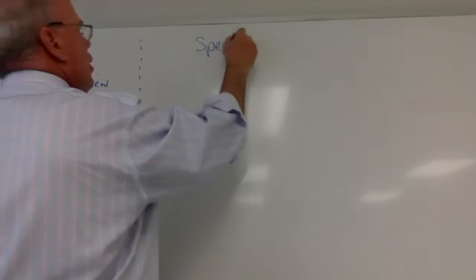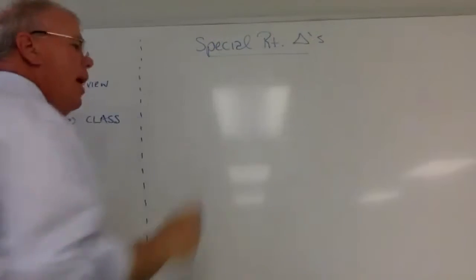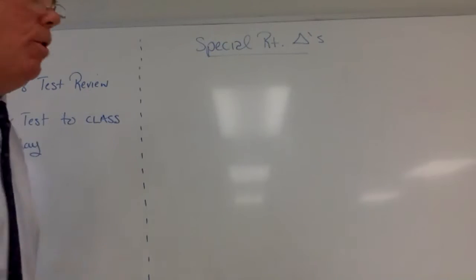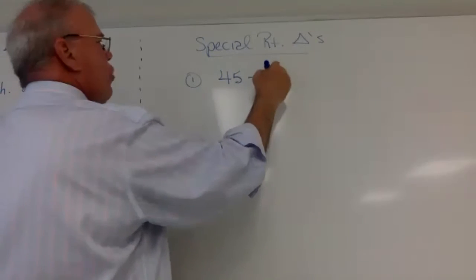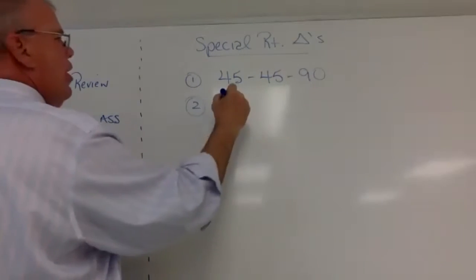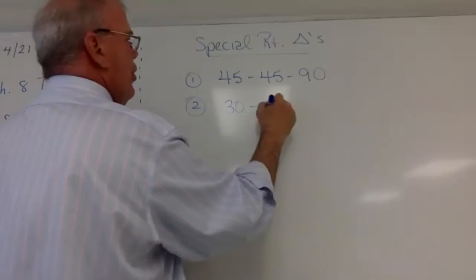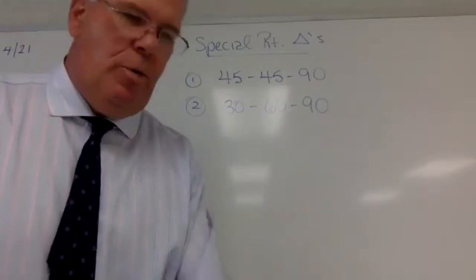Special right triangles. Right? Special right triangle. He gave you two. What were they? 45, 45, 90. What was the second one? 30, 60, 90. All right? Now, here's what you got to remember.